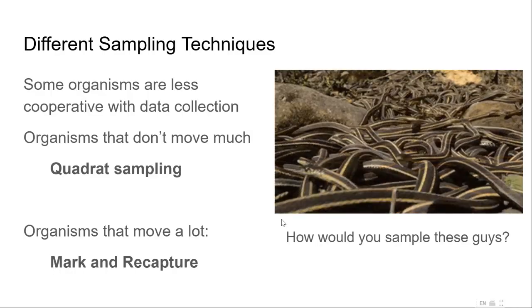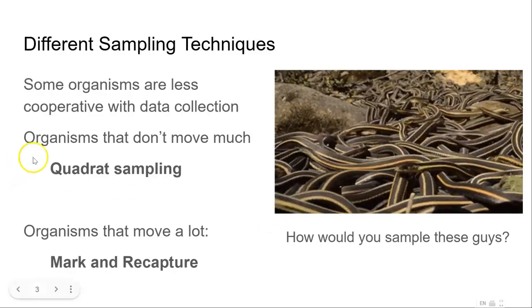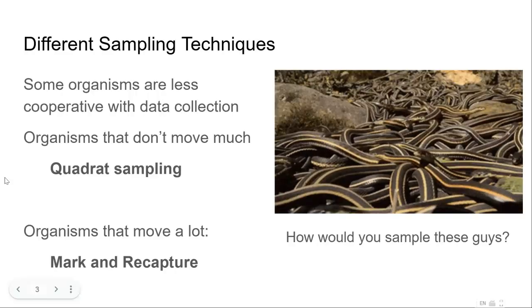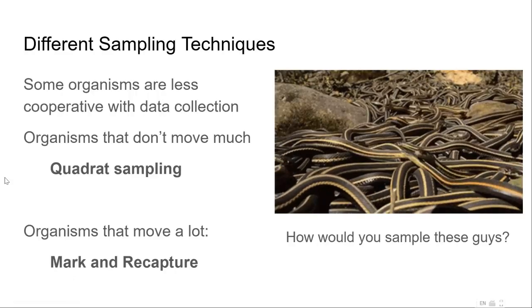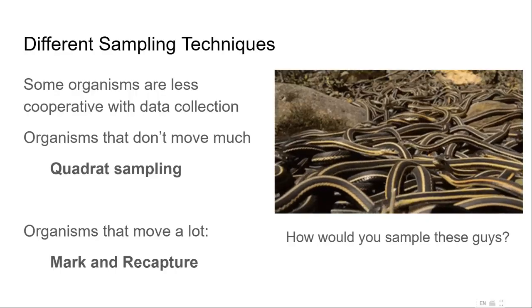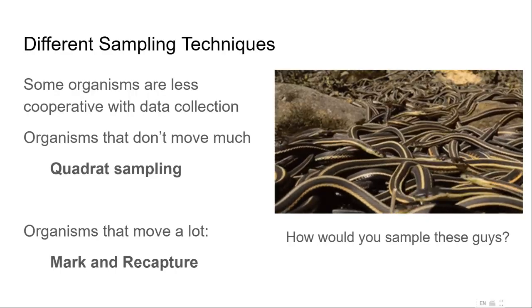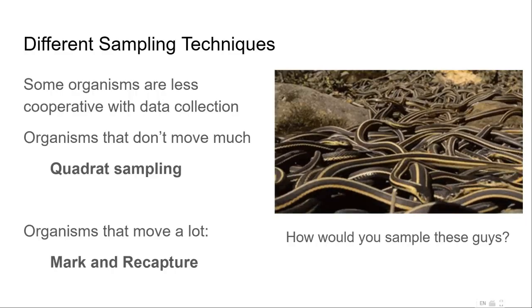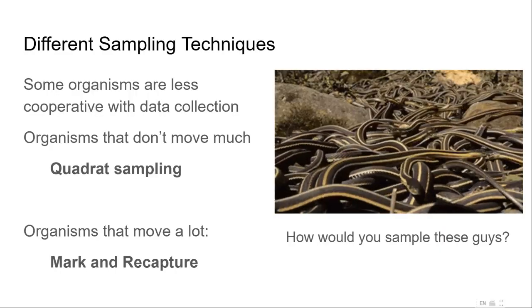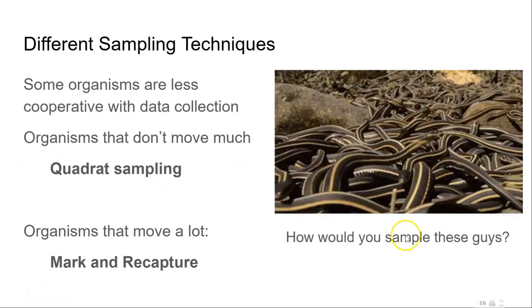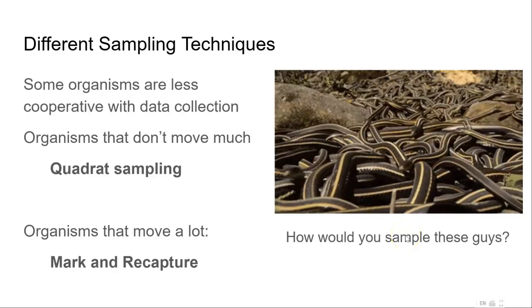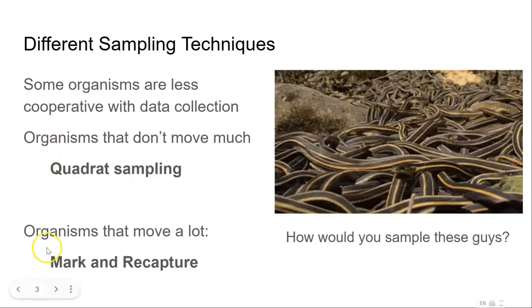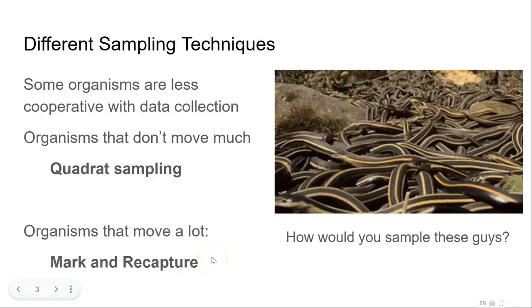One of the ways that we could use our previous method, the quadrat sampling, was when we were counting organisms that don't move very much. Milkweed plants, dandelions, fungi, coral, things that don't move very much are incredibly cooperative in ecological sampling. They don't move. You can stand there for hours and hours debating what their numbers are. Organisms like snakes and squirrels and deer, things that move a lot, are a lot less cooperative. So for those, we use a method called Mark and Recapture.